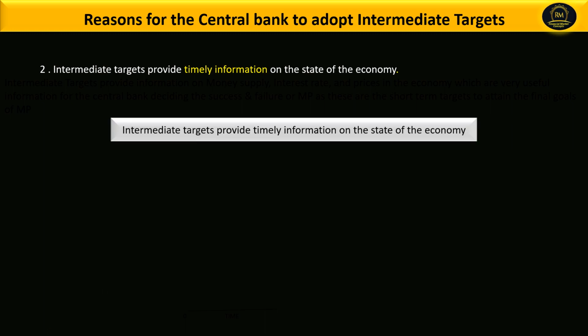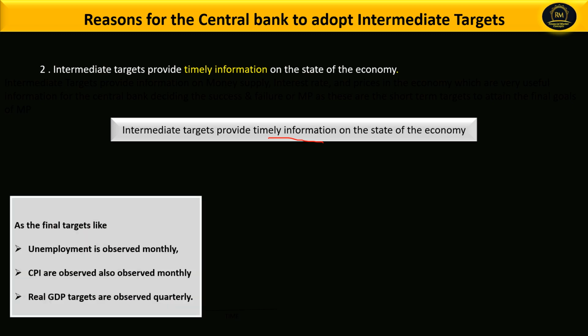The timely information on the state of the economy helps the monetary policy maker to take monetary policy decisions. As we all know, final targets like unemployment, inflation, which is measured on consumer price index basis, and real GDP are observed on a regular basis. For unemployment and inflation, it is observed on monthly basis, and for real GDP, it is observed on quarterly basis.